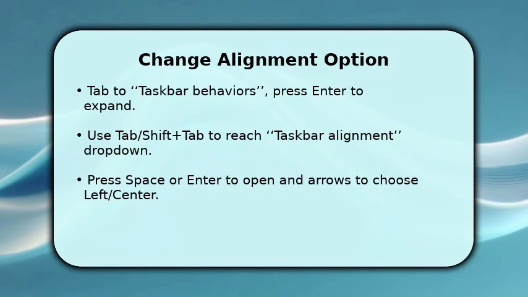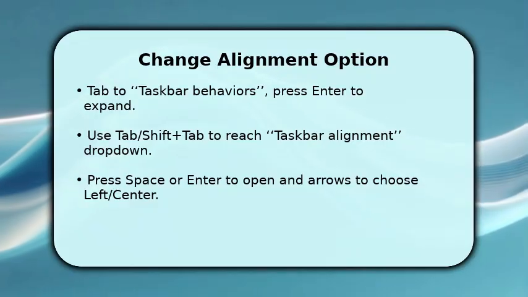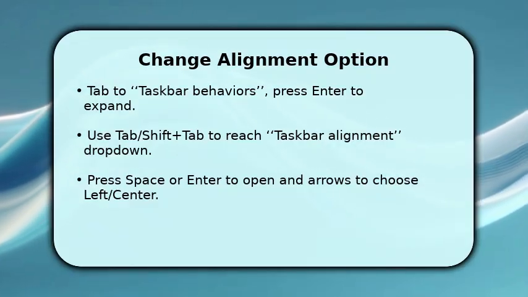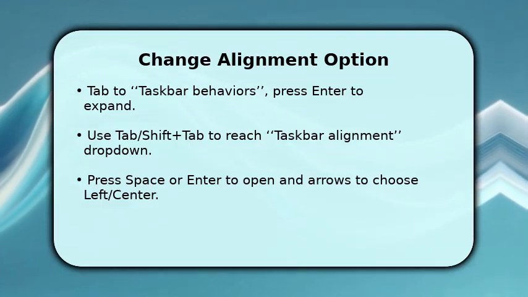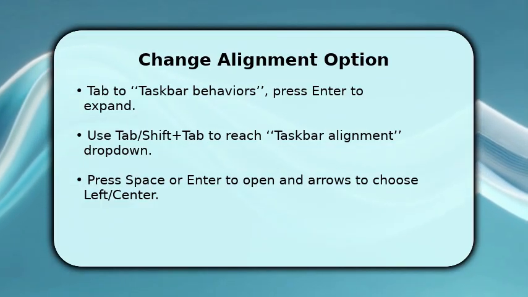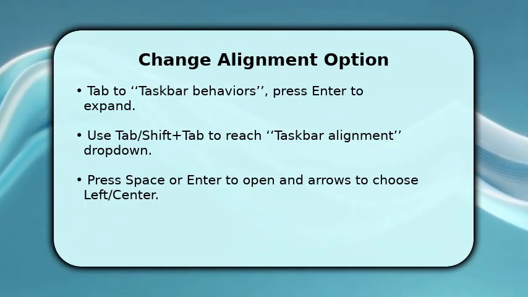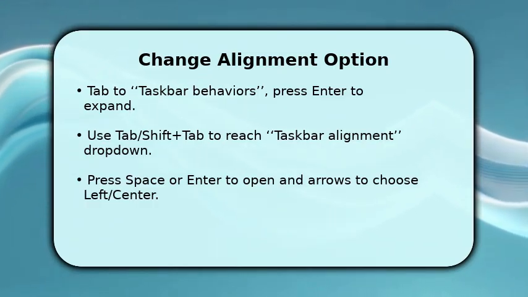Once inside taskbar behaviors, press Enter to expand that section. You'll use Tab and Shift plus Tab to navigate until the taskbar alignment dropdown is focused. Press Space or Enter to open it. Now use the arrow keys to select left or center, then press Enter to apply.